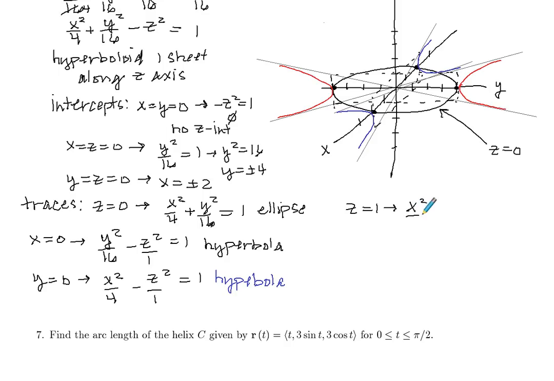So x squared over 4 plus y squared over 16 minus 1 equals 1. So bring this over as a positive. This will be a 2 on the right hand side. And then we need to divide everything by 2. So then that's going to be x squared over 8 plus y squared over 32 equals 2 divided by 2, which is 1.